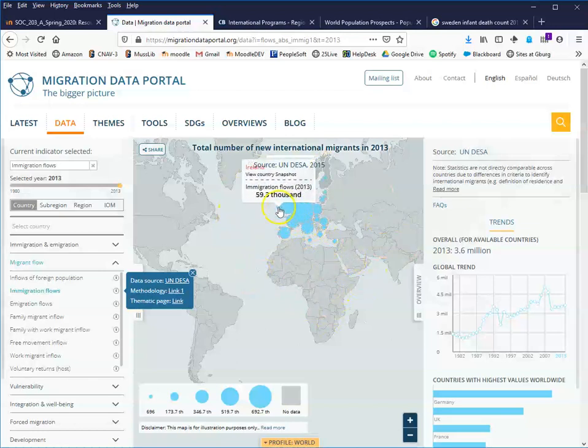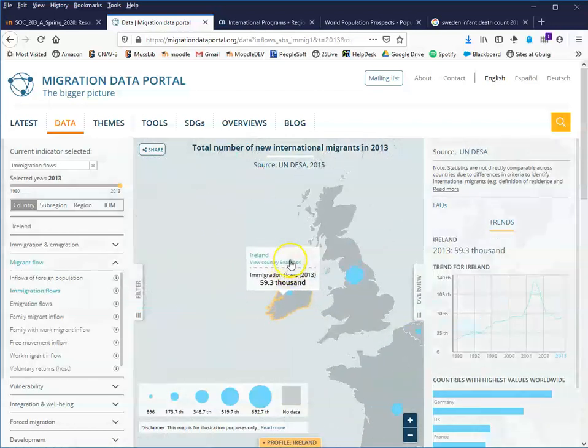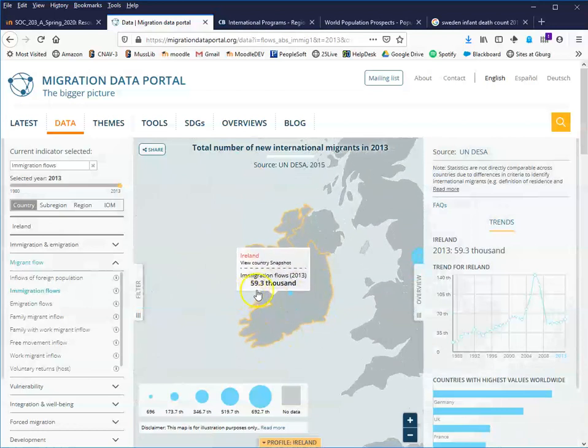I'm going to go here. I'm going to go with Ireland. So I'm going to click on it so it stays still. 59.3 thousand in 2013. That's the year that this is available for right here. And I believe I could change that up here to get my 5 years. So I could do that once. Okay, I'm writing down 59.3 for year 2013.